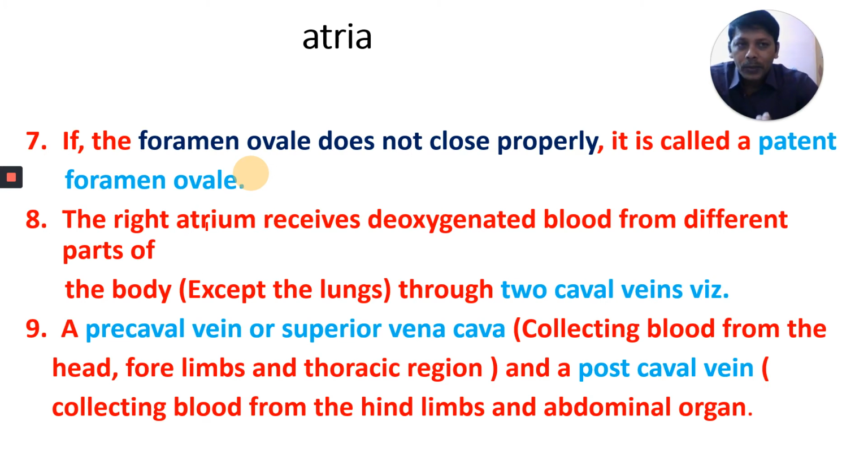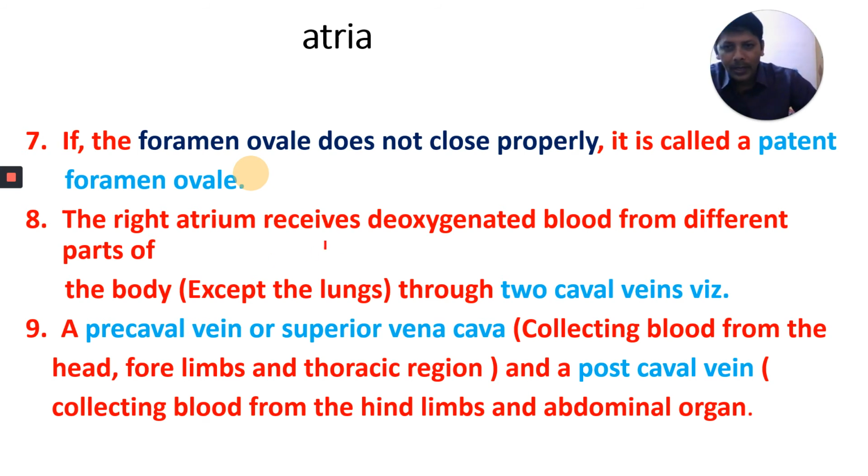Okay, next, the seventh point in atria. If the foramen ovale does not close properly, it is called patent foramen ovale. How many atria do we have? Two atria: right atrium and left atrium. Right atrium receives blood from which body parts, through which blood vessels? That we are going to discuss here. Then the left atrium: what type of blood does it receive, and from which body parts? That we are going to talk about here.